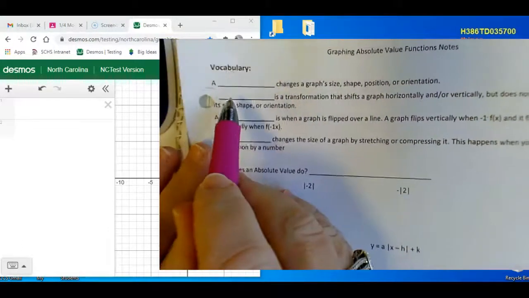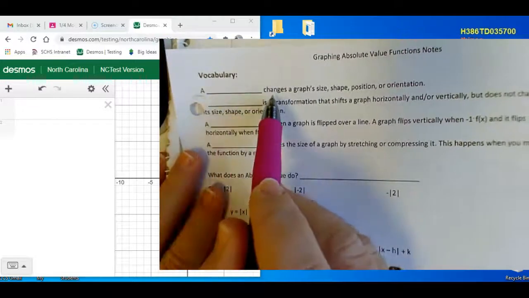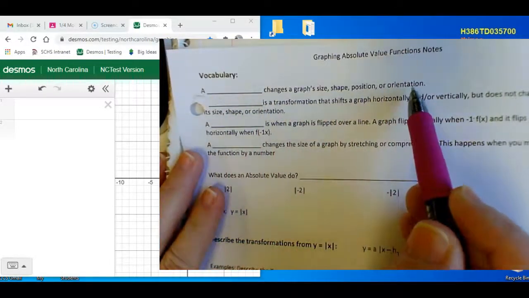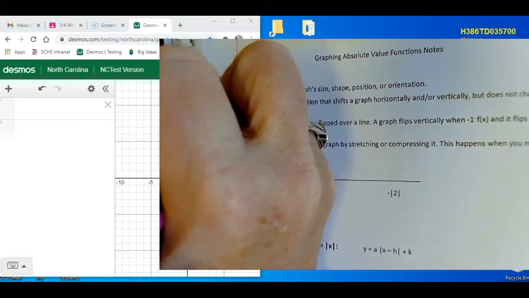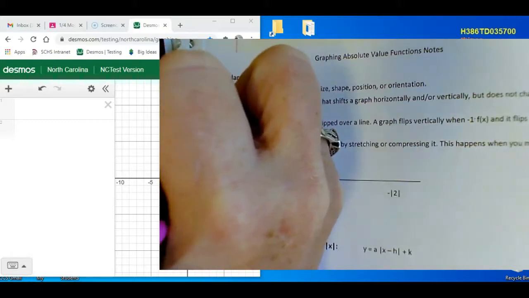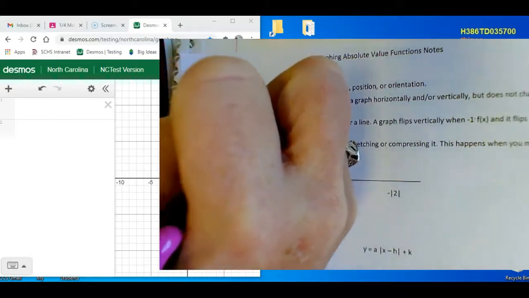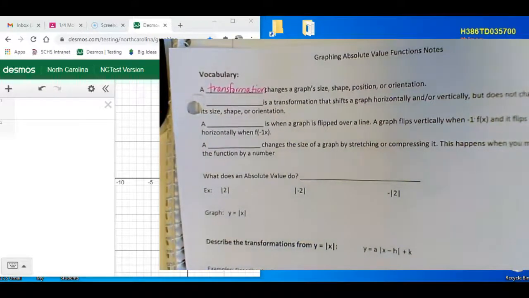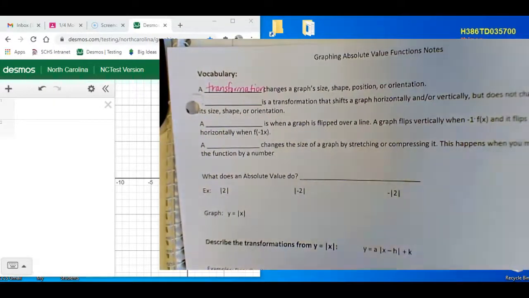So the first vocabulary word here says blank changes a graph's size, shape, position, or orientation. It's a transformation. So when you make a transformation with a graph, you can change all kinds of different things. We can make it bigger or smaller, we can just move it over, or flip it, or do all kinds of other things. So the next thing are the three different kinds of transformations that are important.